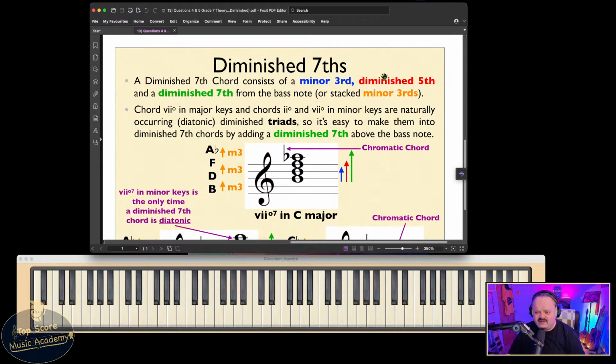Okay, so you have two diminished intervals. B to F is a diminished fifth, and B to A flat is a diminished seventh. Two diminished intervals. You need them both if you're going to call it a diminished seventh chord. So this is what makes these chords chromatic: if you're in a major key, as we are here in this example in C major, and you want a fully diminished seventh chord, you're going to have to introduce an accidental, in this case an A flat.